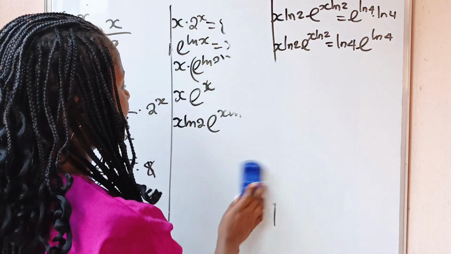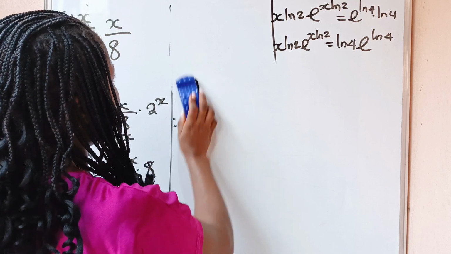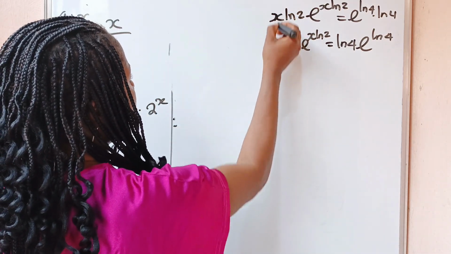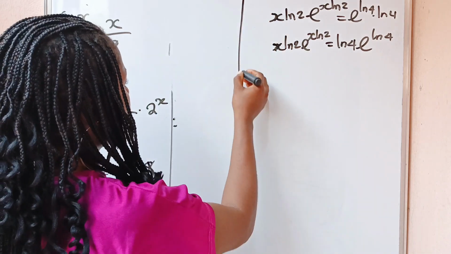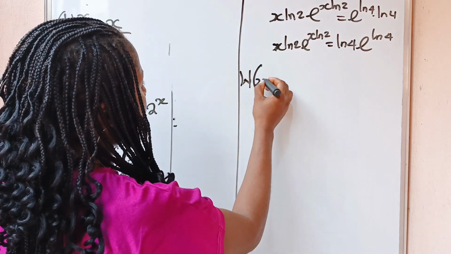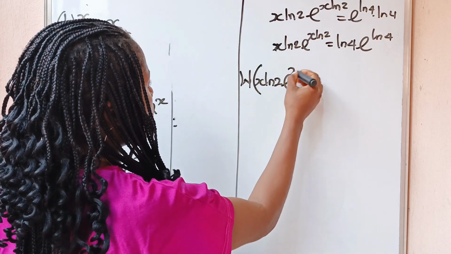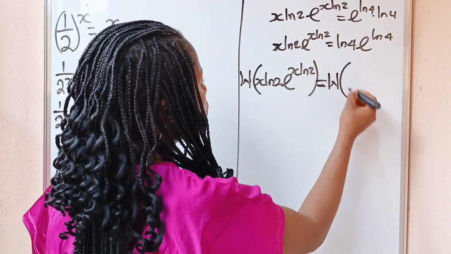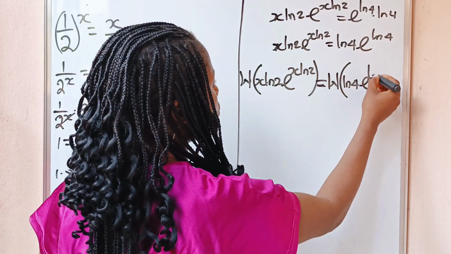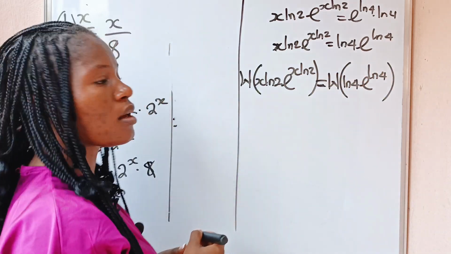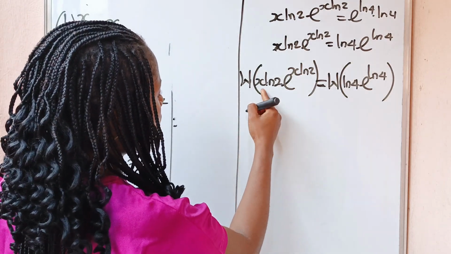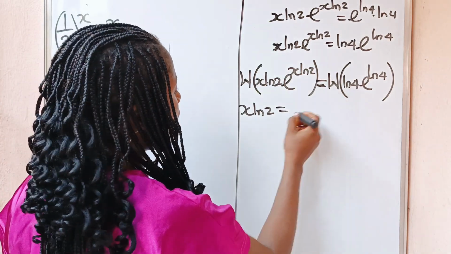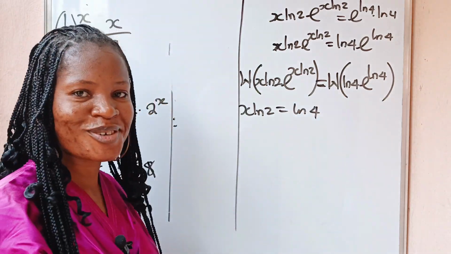So you can see clearly that we can now comfortably introduce the Lambert W function. Isn't that amazing? Yes, I know it is. Now let us go ahead and do that. If we introduce the Lambert W function, we are going to have the Lambert W function of x ln 2 e to the power of x ln 2 is equal to the Lambert W function of ln 4 e to the power of ln 4. Now for here we are going to have this x ln 2 as the answer, while for here we are going to have ln 4 as the solution.